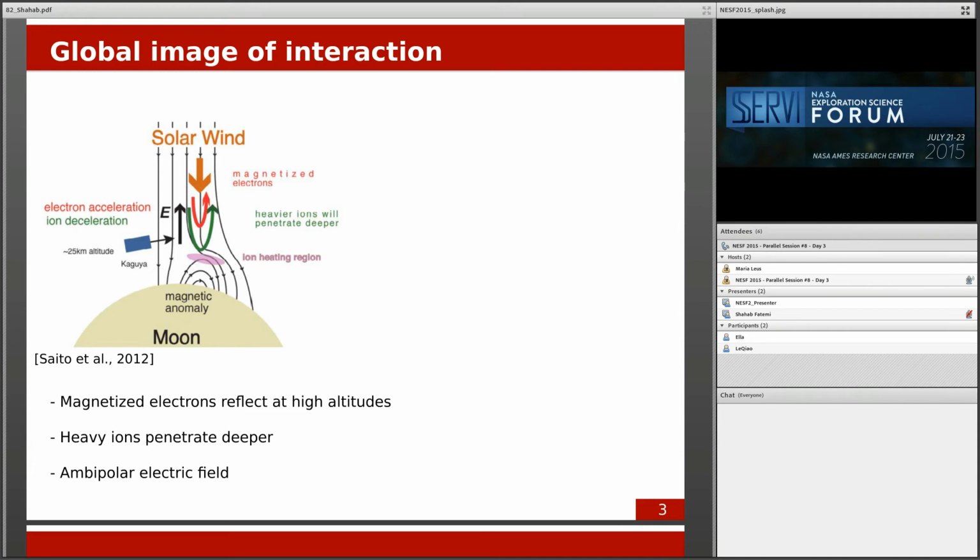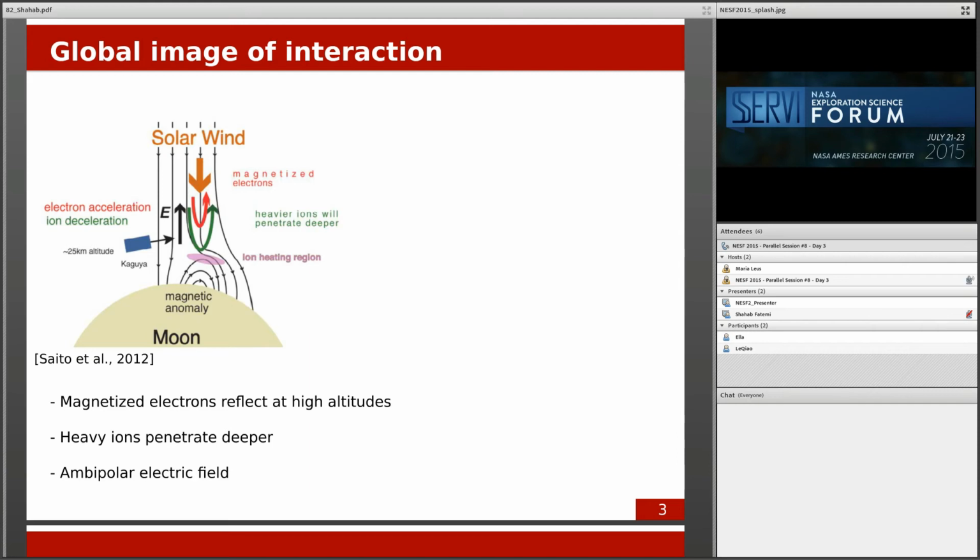The general physics of the interaction is shown in this figure from Saito et al. 2012. As the solar wind plasma starts interacting with crustal fields, magnetized electrons reflect at higher altitudes while heavy ions penetrate deeper into the magnetic anomaly region. This forms a charge separation and results in formation of an electrostatic field over the magnetized areas that decelerate, deflect, and reflect ions above the crustal fields.